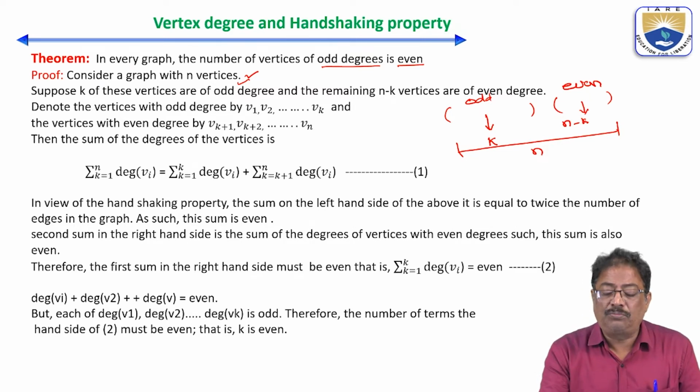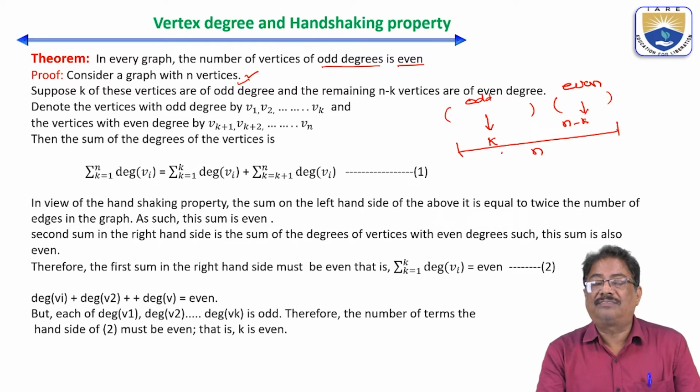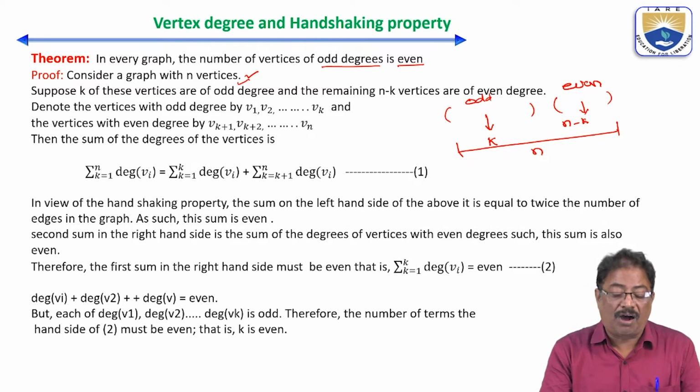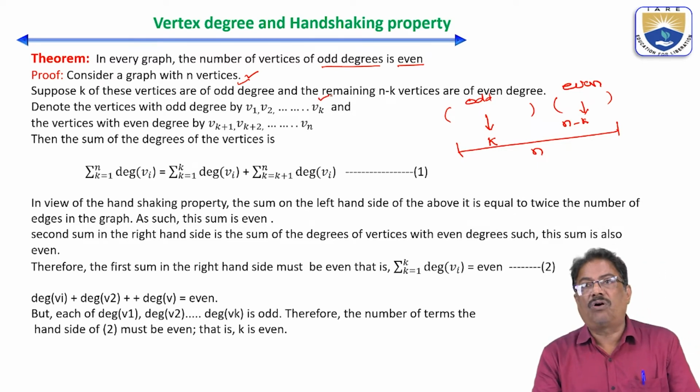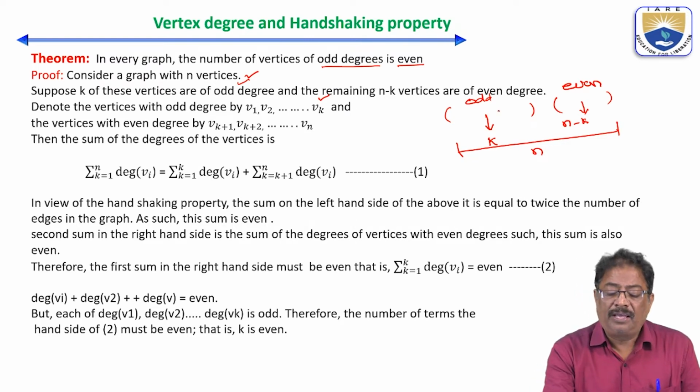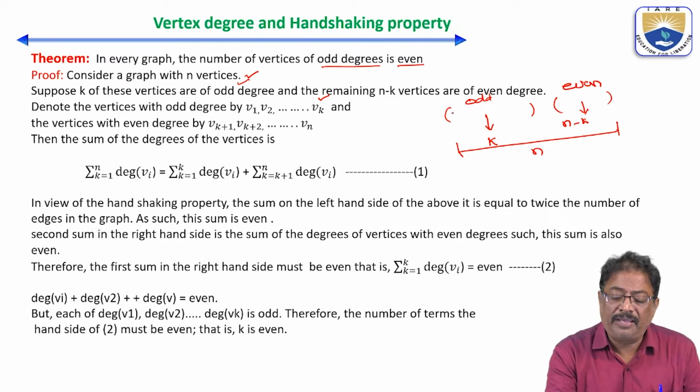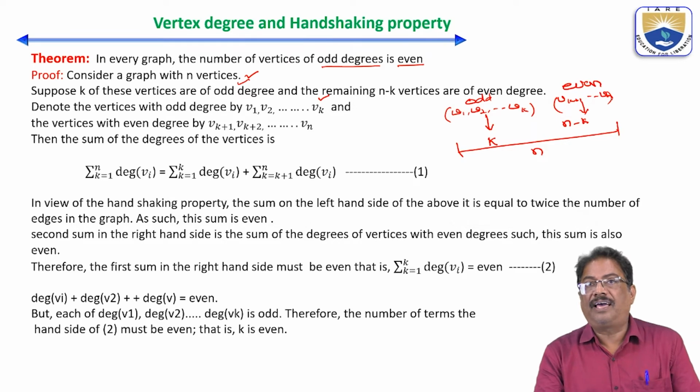So let us assume that the k vertices whose degree is odd are V1, V2 and so on, Vk. So here I am just taking the odd degree vertices as V1, V2 and so on, Vk. The remaining vertices, Vk plus 1, Vk plus 2 and so on, Vn, are considered to have even degree.